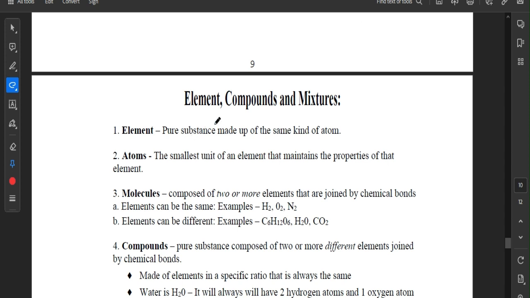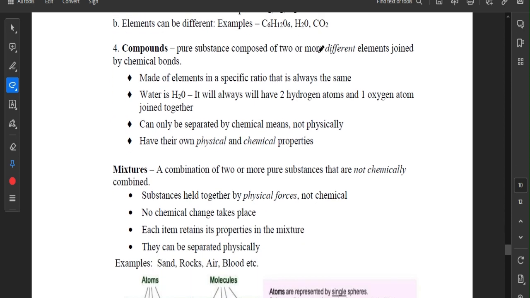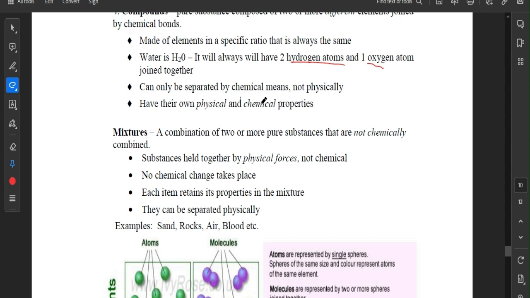Elements, compounds, and mixtures. An element is a pure substance made of the same kind of atom. Atoms are the smallest unit of an element that maintains the properties of the element. Molecules are composed of two or more atoms joined together by chemical bonds. The atoms can be the same: H2, O2, N2. Or they can be different, for example C6H12O6, H2O, CO2. Compounds are pure substances composed of two or more different elements joined by chemical bonds, in a specific ratio that is always the same. What is H2O? It will always have two hydrogen atoms and one oxygen atom joined together. Compounds can only be separated by chemical means, not physically. They have their own physical and chemical properties.